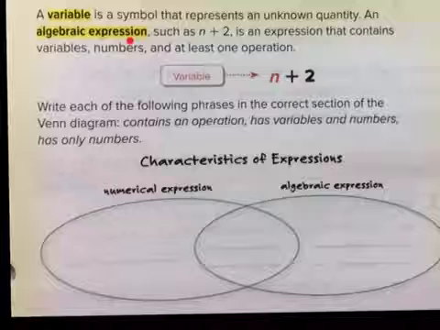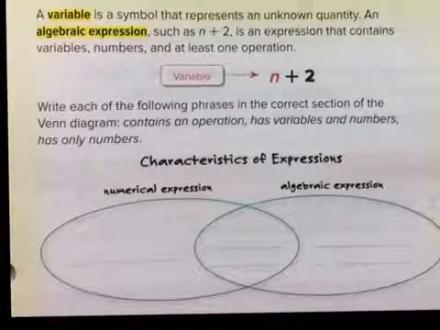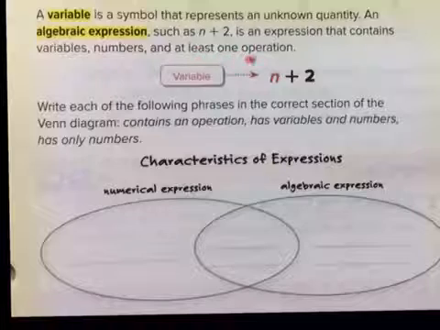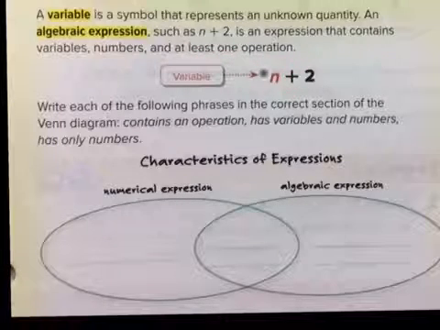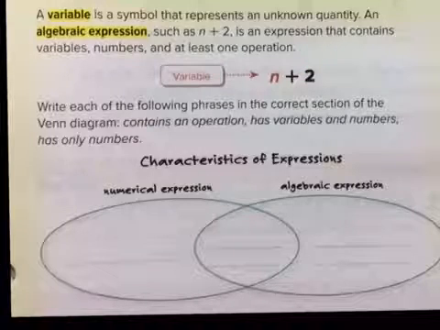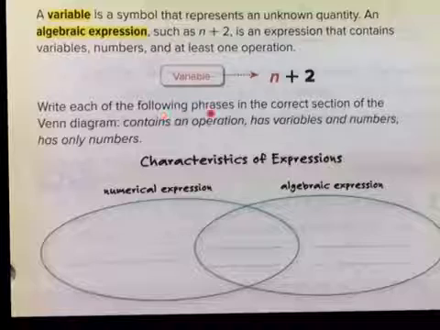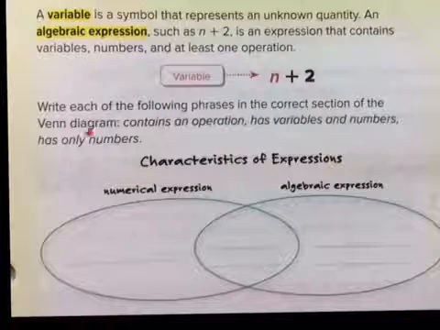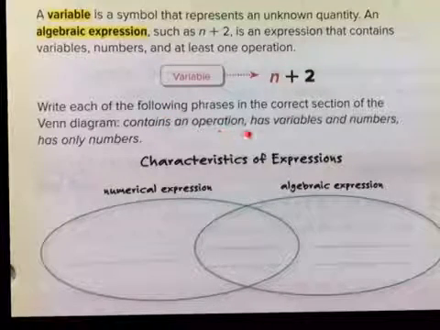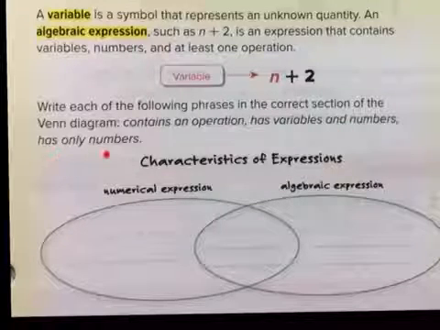An algebraic expression such as n plus 2 is an expression that contains variables, numbers, and at least one operation. This is the operation. So we have a letter, an operation, and a number. And there's our variable. We call them variables. Write each of the following phrases in the correct section of the Venn diagram. Contains an operation, has variables, and numbers, has only numbers.